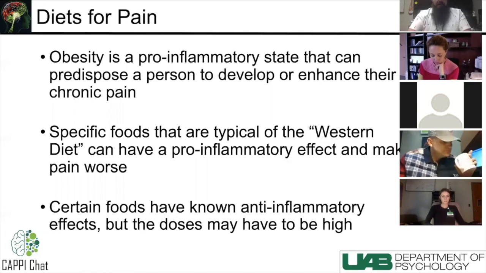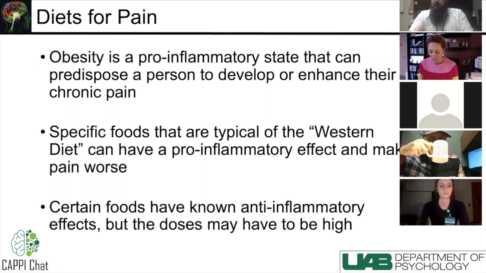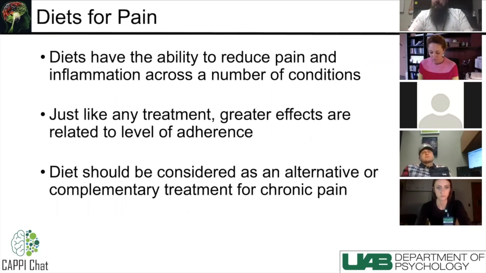So, to sum up, obesity is a pro-inflammatory state, and that can predispose people to developing chronic pain or enhancing their chronic pain. Different foods that are part of the Western diet can have a pro-inflammatory effect and can make pain worse. Foods are known to have anti-inflammatory effects, but in some cases, the doses have to be pretty high. So consuming 20 cups of green tea a day is doable, but may not be likely for a lot of people. Diets do have the ability to reduce pain and inflammation, and we've seen that across a number of different conditions. But just like any treatment, you get more effects if you're closer adhering to that diet.